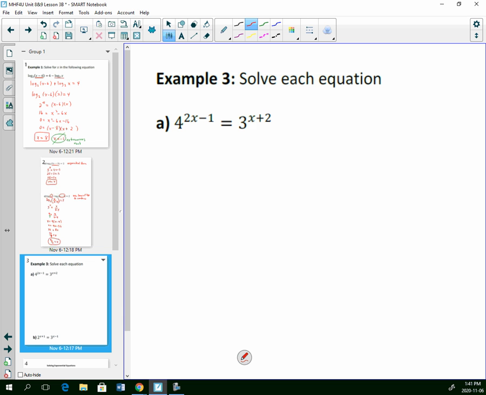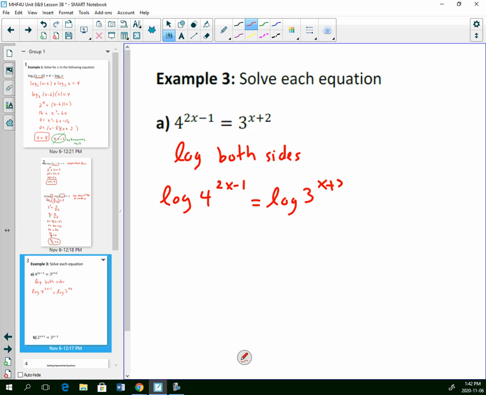We did look at these. So if they're not in log form and they have different bases, we need to log both sides. So we need to put it in log form. So we'll log the left and then we'll log the right. Then we want to bring down the powers because the variable is in the exponent, so we need it to come down. So we'll bring it down. Make sure you put it in brackets. I'm looking at some people's work and they're not putting it in brackets.